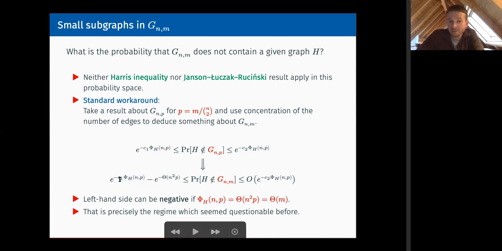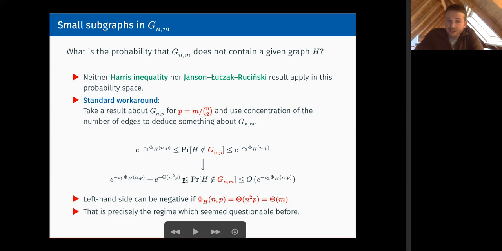Right, so we'll have e to the minus something of order n squared p minus e to the minus something of order n squared p, and it turns out that the constants are not in our favor for some ranges of p. Therefore, by just using this result from G(n,p), we just get that the probability of H not being in G(n,m) is at least 0, but we knew that without any calculations.